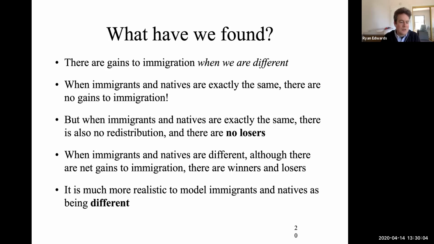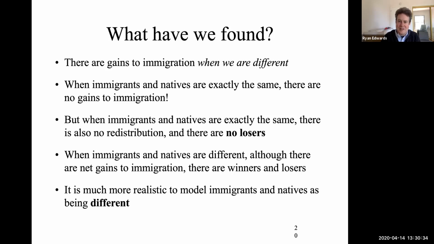One of the big challenges is that when immigrants and natives are different in terms of the quality of labor that they're bringing into the labor market, there are winners and there are losers. And that's the point for the political economy of it all: without compensating the losers, those losing groups will probably become much less amenable to immigration laws that allow similar flows to happen.